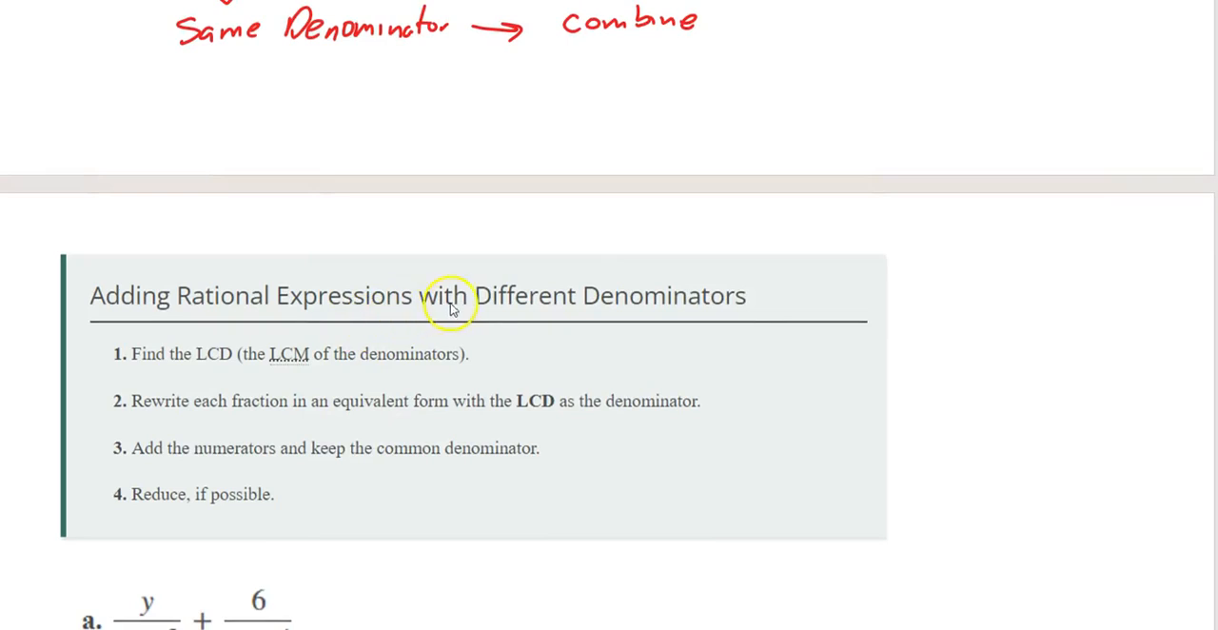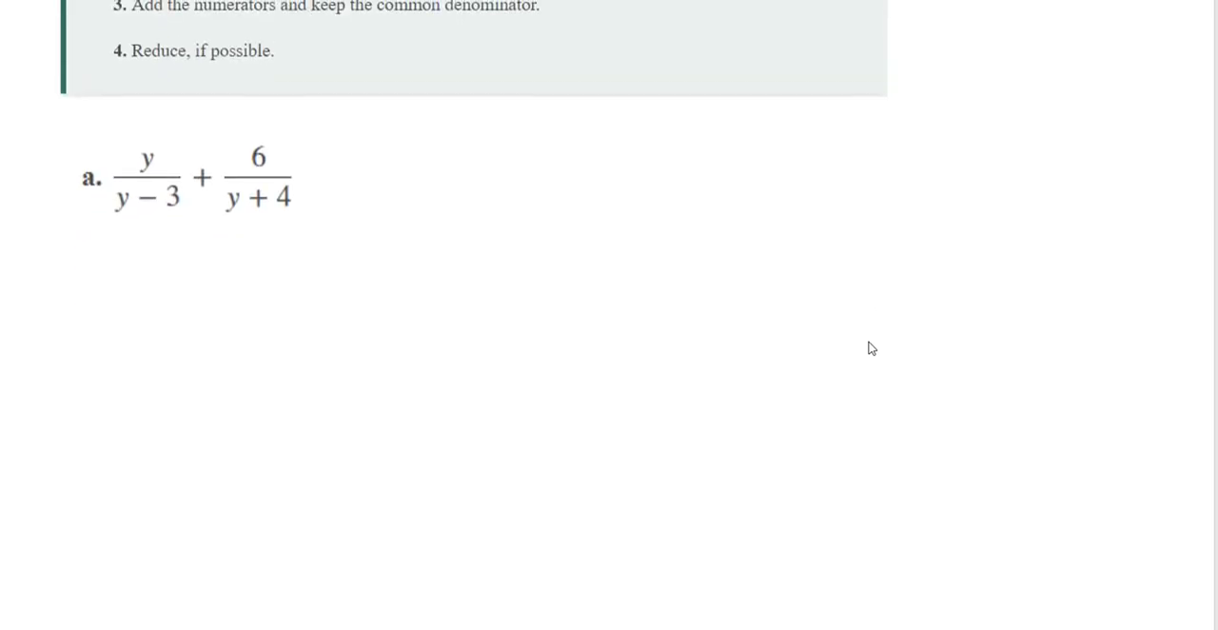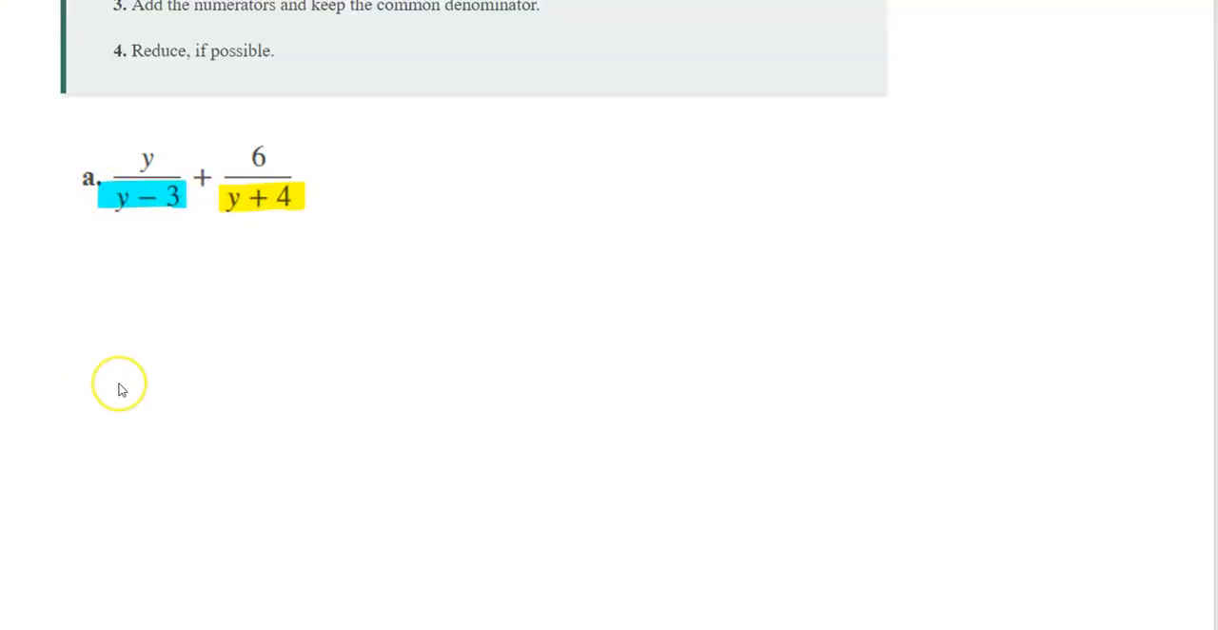Adding rational expressions with different denominators: find the LCD or LCM, rewrite each fraction in equivalent form, add the numerators, reduce if possible. Let's just do an example so you can see. Notice on this one, we have that denominator there, and then we have this denominator there. They are not the same. If I showed you two different fractions with different denominators, we would know that we would need to find a common multiple. Sometimes those common multiples we would multiply together. That's exactly what we're going to be doing right now.